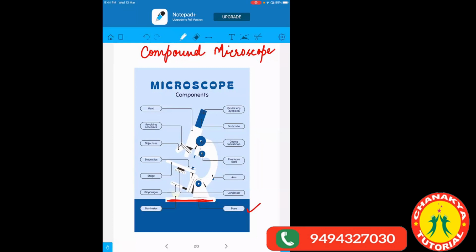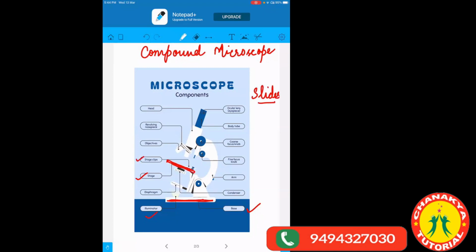Then the next one is the illuminator. Illuminator is basically the light. So the light which reflects from the mirror, that is the illuminator. Then stage. What is a stage? Stage is a place where the slides will be kept. You might have seen the slides, right? The slides of the different microorganisms. So those slides will be kept where? On the stage. So here they will be keeping the slides.